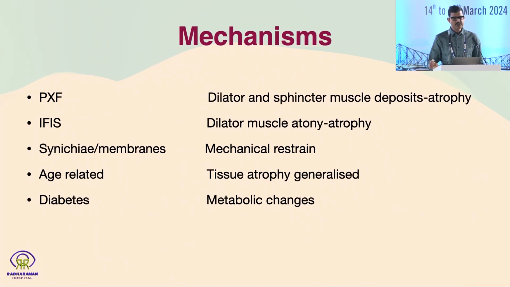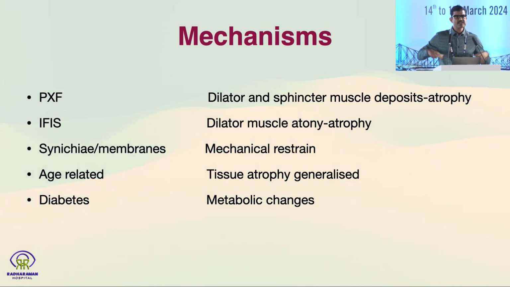Mechanisms: in pseudoexfoliation syndrome, the dilator and sphincter muscles have a deposit in the stroma, and that causes an atrophy of these tissues. They don't respond to medications as normal iris does. In IFIS, there is a dilator muscle atrophy, and it causes a hypotony. In synechia or membranes, pupillary membranes, cyclitic membranes, they mechanically restrain and do not allow the pupil to dilate. We'll see how to handle that in a moment from now.